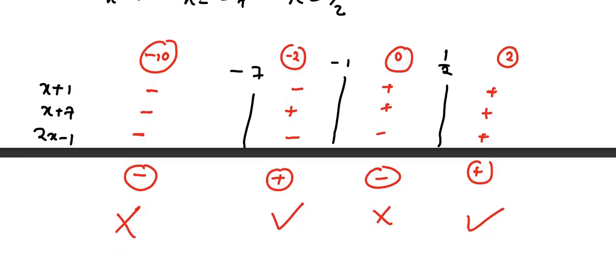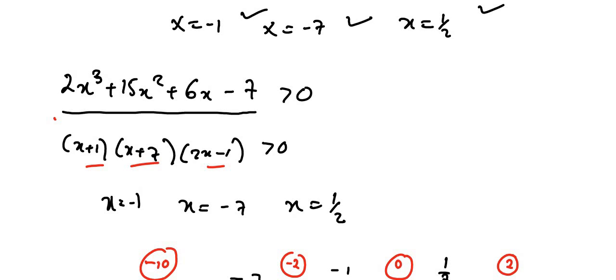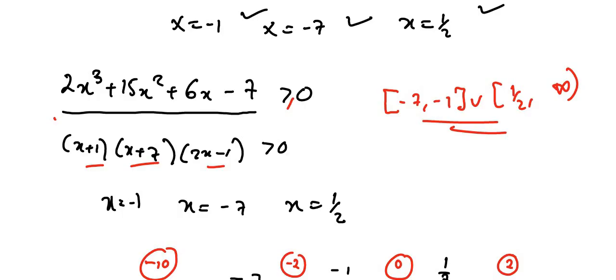So meaning the solution will just be open -7 to -1, open, union, then from half to positive infinity. The reason why the boundaries, these answers, are not part of the set is because it was strictly greater than. If they said greater than or equal to, we would have included them. It would have been -1 like this, then we would have put it like this to positive infinity. Yeah, so this is what you'd get.